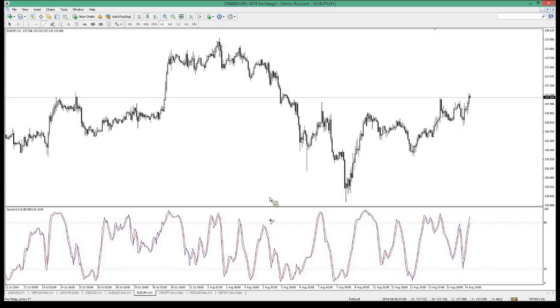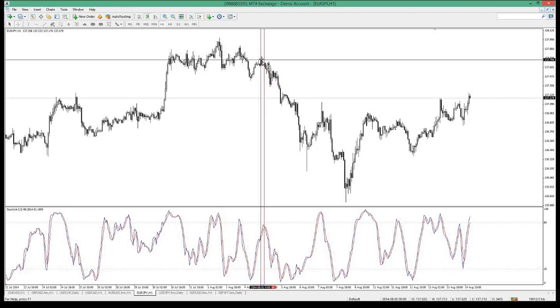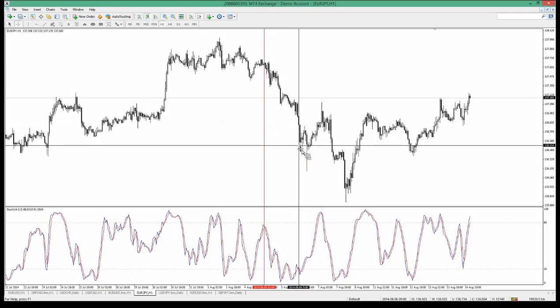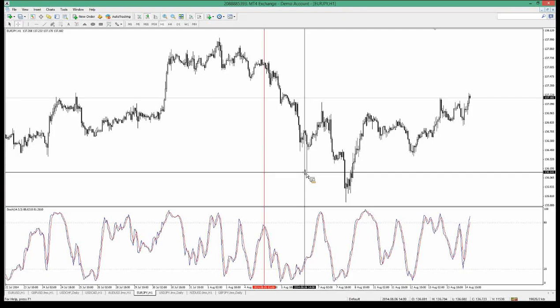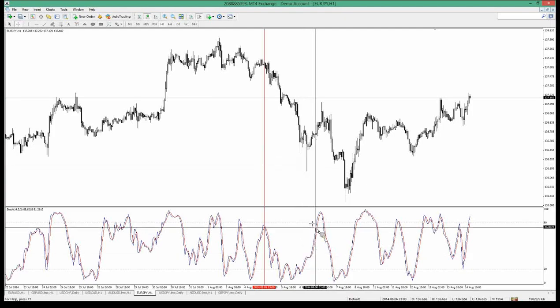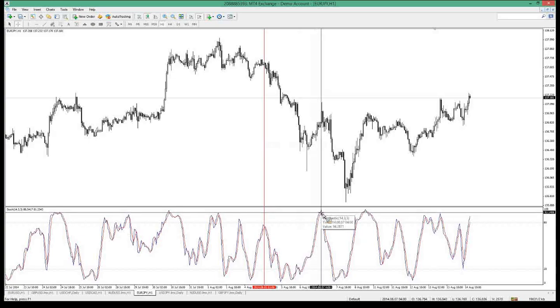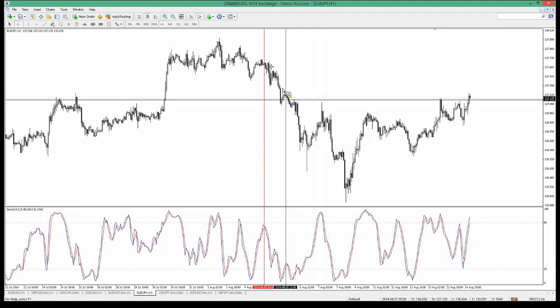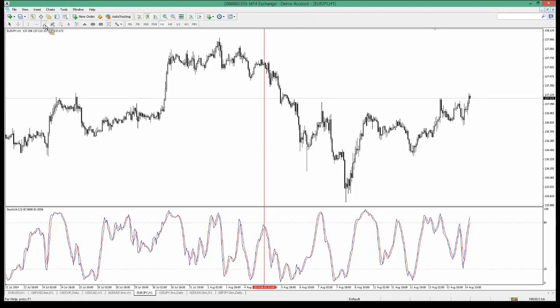So here, if we compare the peaks, here we have a high, price moves down and follows price. You'll see how the indicator makes a higher high, but price is making a lower high. So from here to here, and from here to here, we have the indicator making a higher high.